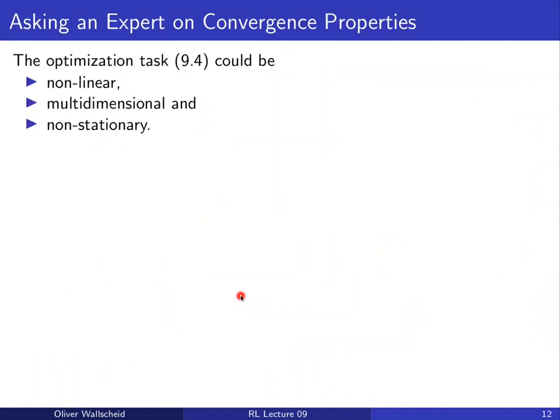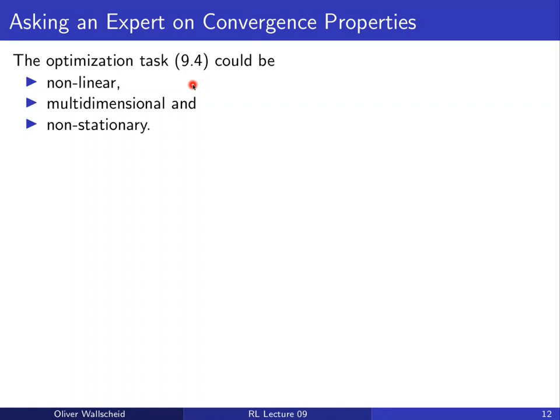However, what we're doing here is an optimization task, which could possibly be nonlinear. So the optimization task 9.4 is to optimize for w with respect to the cost function J. And as we have discussed, it could be nonlinear if we are using a nonlinear function approximator. It could very likely be multidimensional if we have more than one element in our parameter vector w. And it is also very likely non-stationary, especially if the policy or the environment are changing over time. And we apply gradient descent to that.